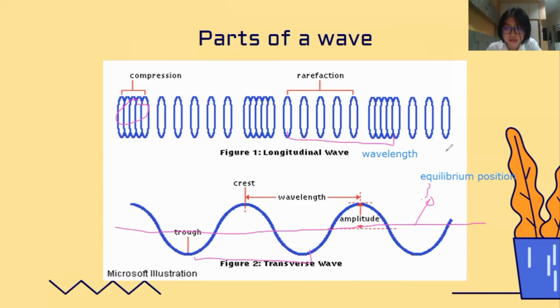Okay, and now that we have the equilibrium position, amplitude, wavelength, crest, and trough, compression and rarefaction, that is all for the parts of a wave. Before I clear my drawing, please screenshot if you want to screenshot it. I'm going to clear it right now.